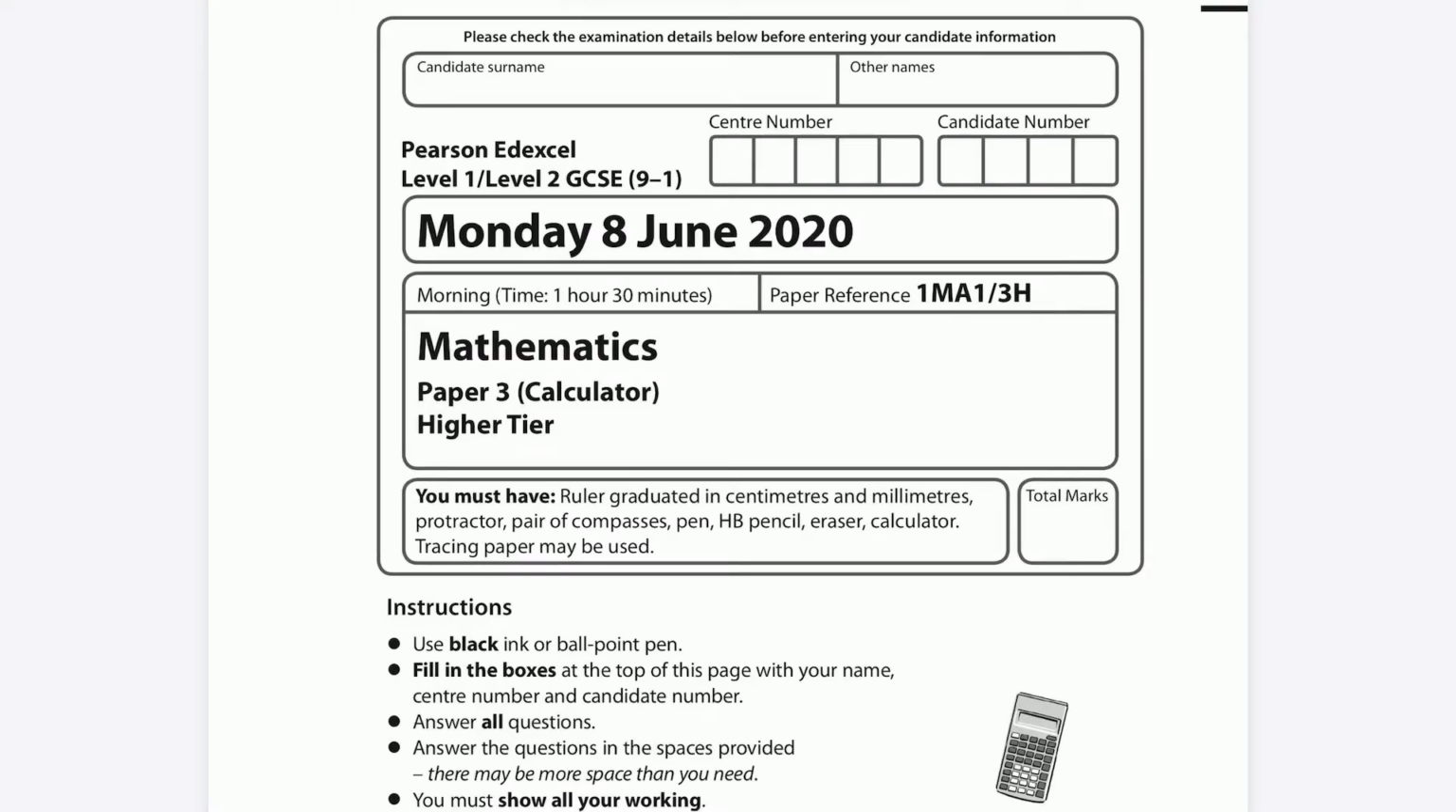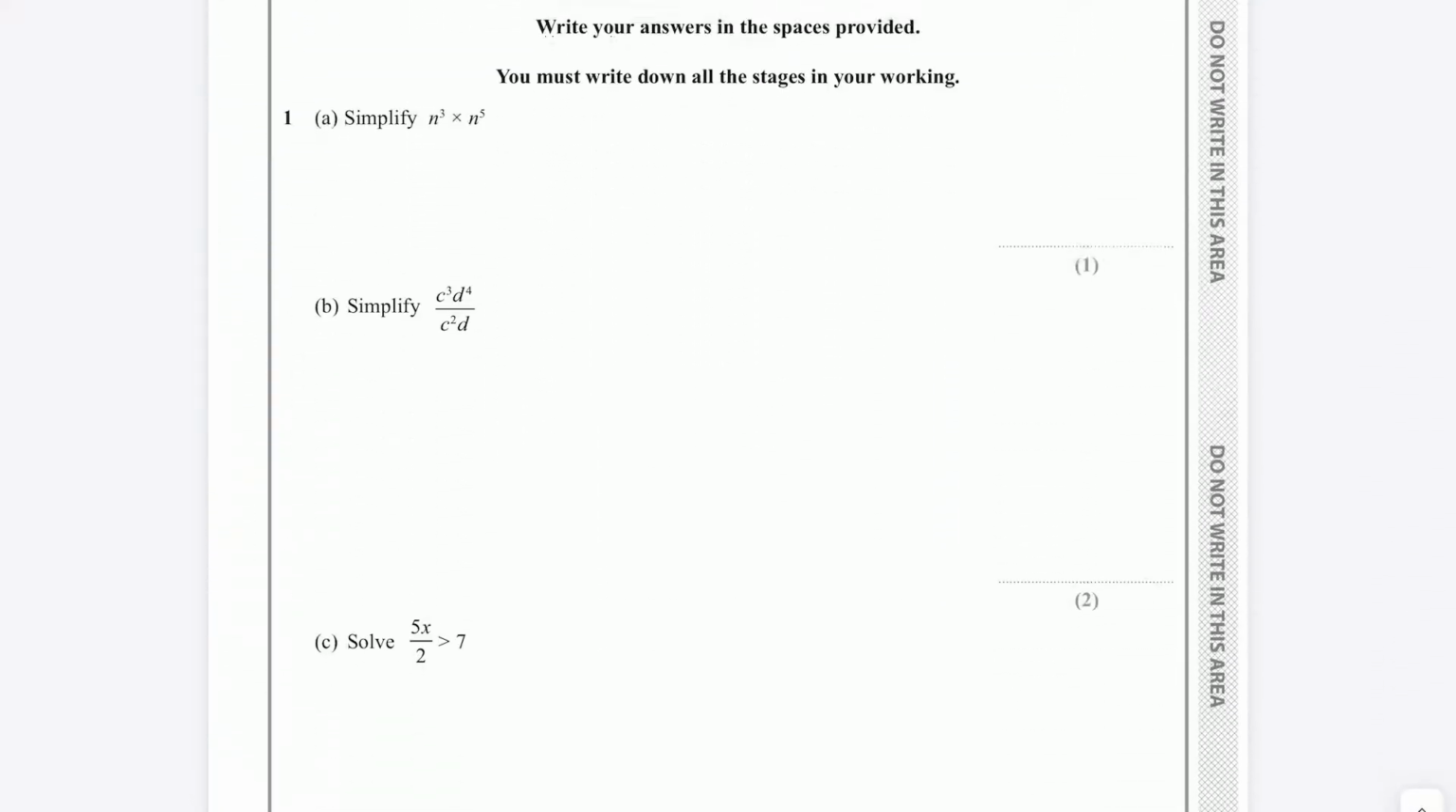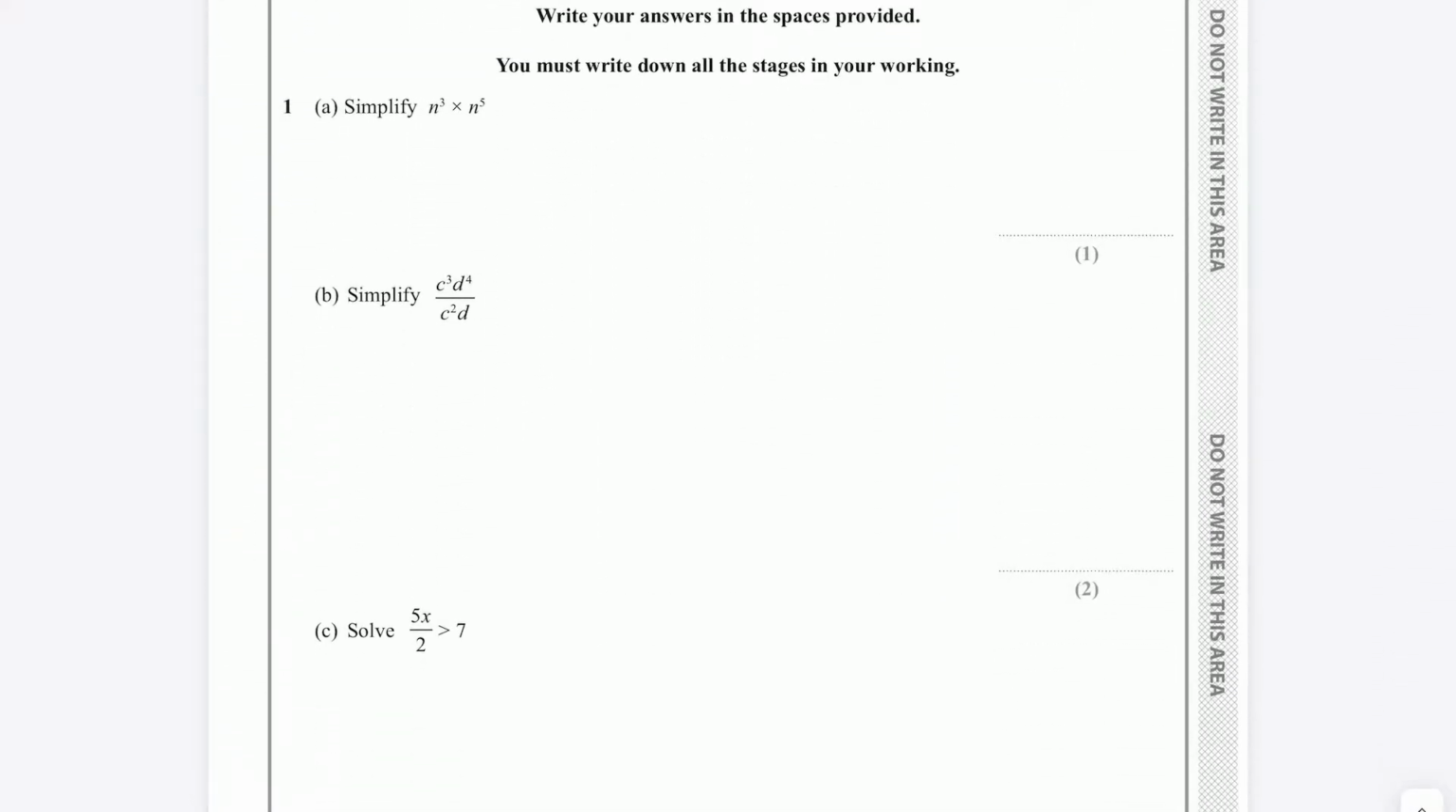So in this video, I'll be doing a walkthrough of the June 2020 Higher Paper 3. Let's make a start. Question 1, we've been asked to simplify the following.